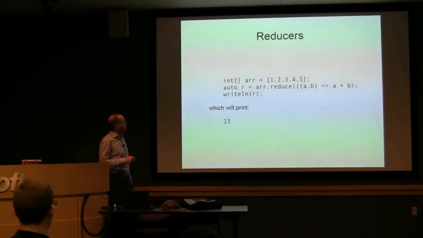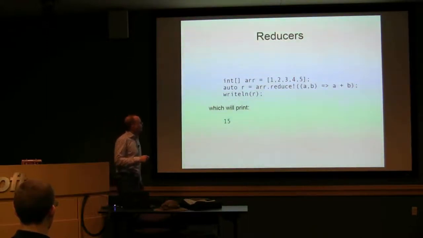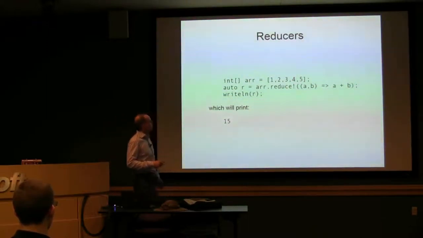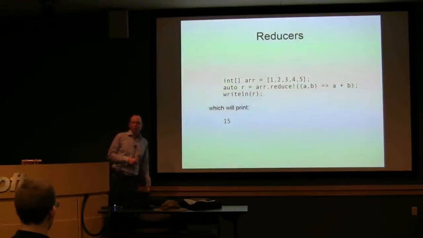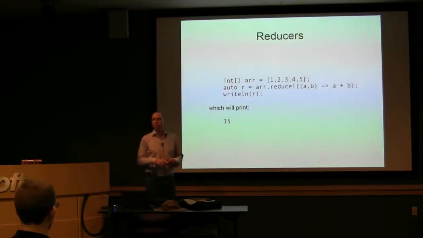Reducers will tend to accumulate a sequence of values into one value. This one just pretty much sums the contents. It takes two arguments, returns the sum, and the sum of this is 15, which it will then print. No, it actually passes the name.